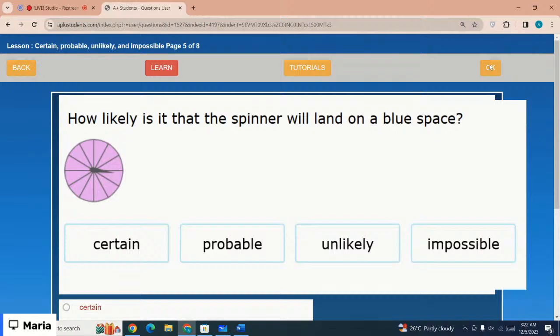How likely is it that the spinner will land on a blue space? So which is the correct option? Just look at the spinner, right? All the portions of the spinner are pink, right? You don't have any blue portion here. So how will it land on blue then? That means there is no chance it will land on blue. So which is the correct option? Certain, probable, unlikely, or impossible?